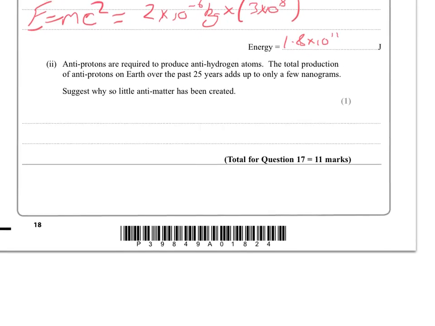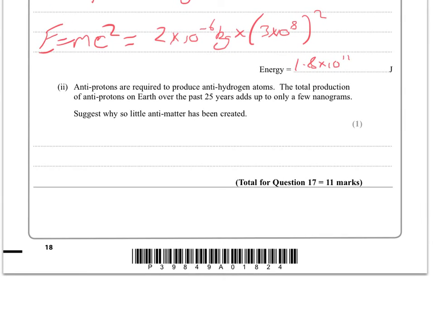D part 2 then, antiprotons are required to produce antihydrogen atoms. The total production of antiprotons on Earth over the past 25 years adds up to only a few nanograms. Suggest why so little antimatter has been created.